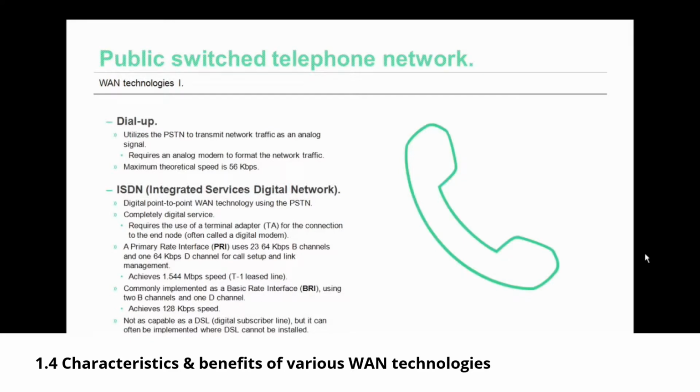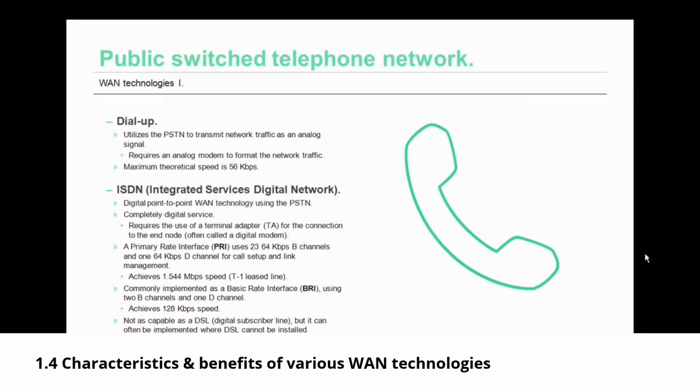An older technology, but still somewhat valid today for WAN technology, is Dialup. Now, Dial-up utilizes the PSTN to transmit network traffic as an analog signal. Dial-up does require an analog modem to format the network traffic correctly so it can be transmitted. Your maximum theoretical speed on dial-up is 56 kilobits per second. It's not very fast. Then there's ISDN, Integrated Service Digital Network.